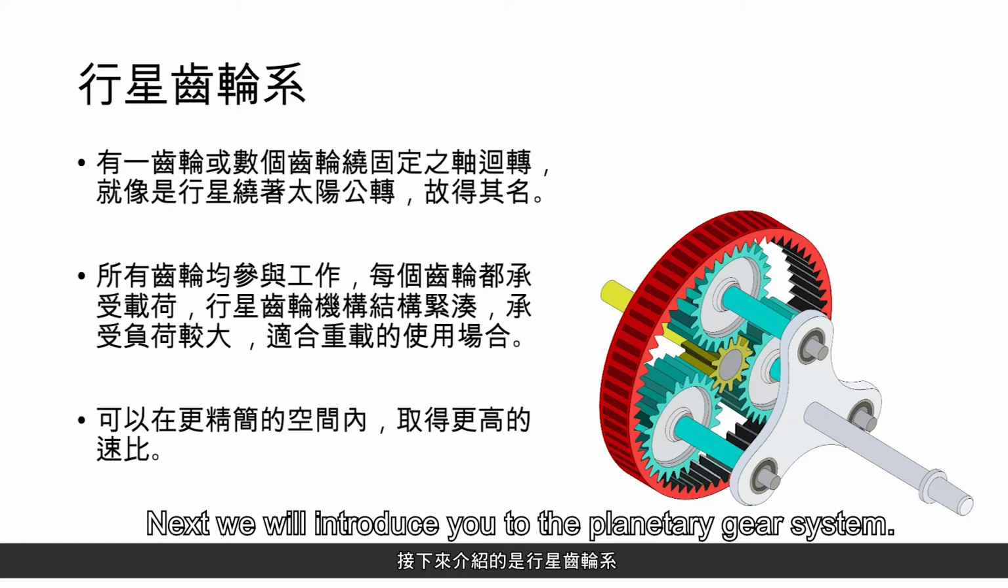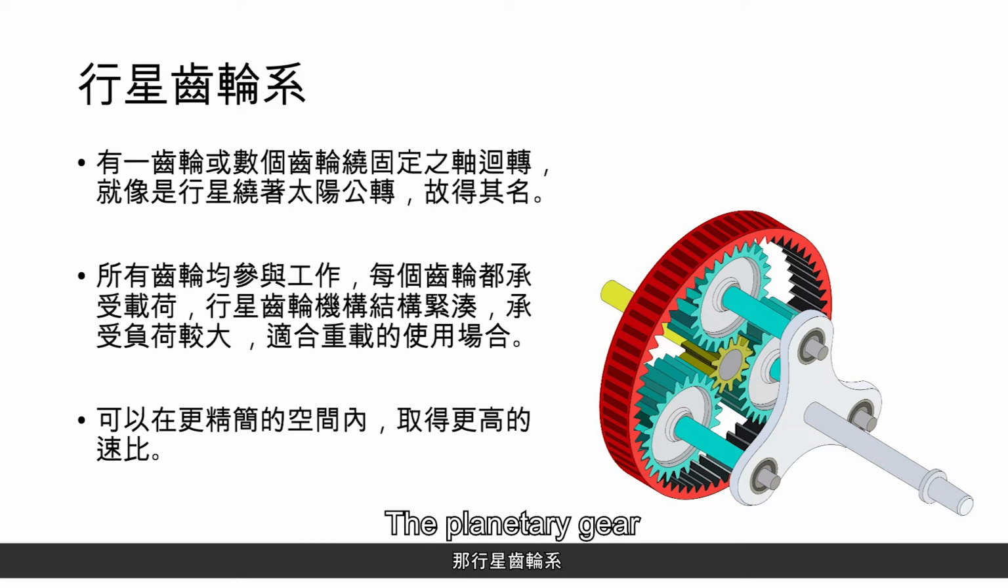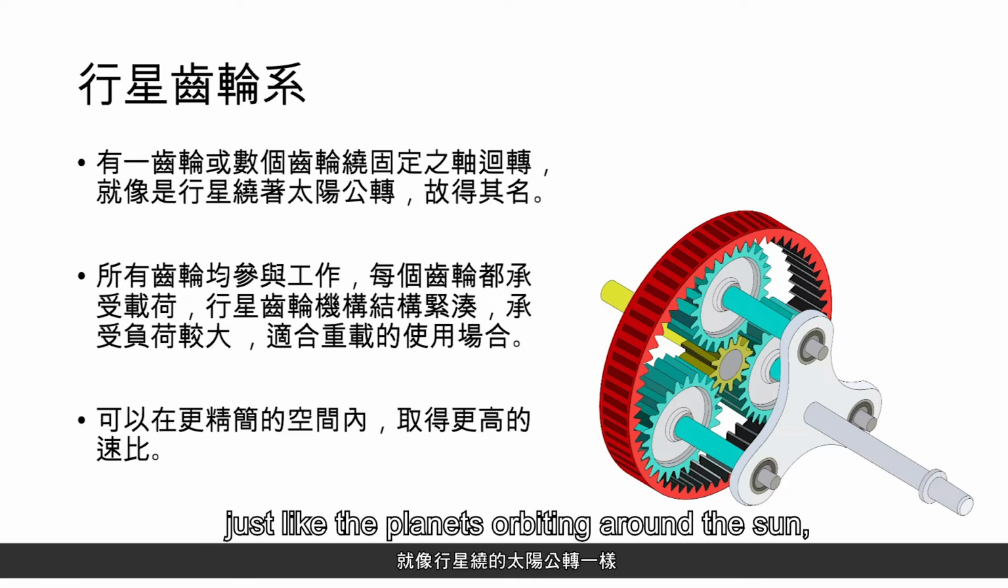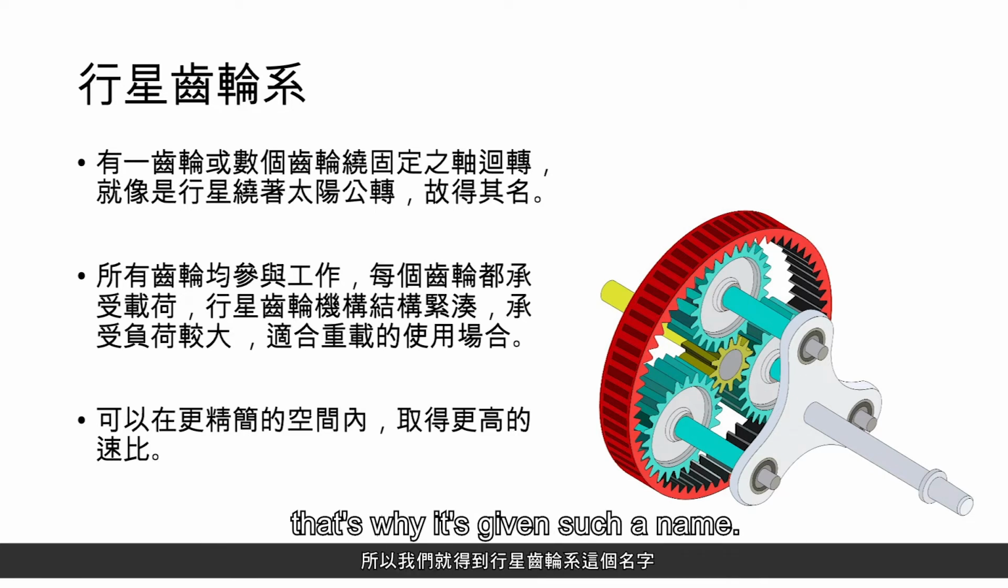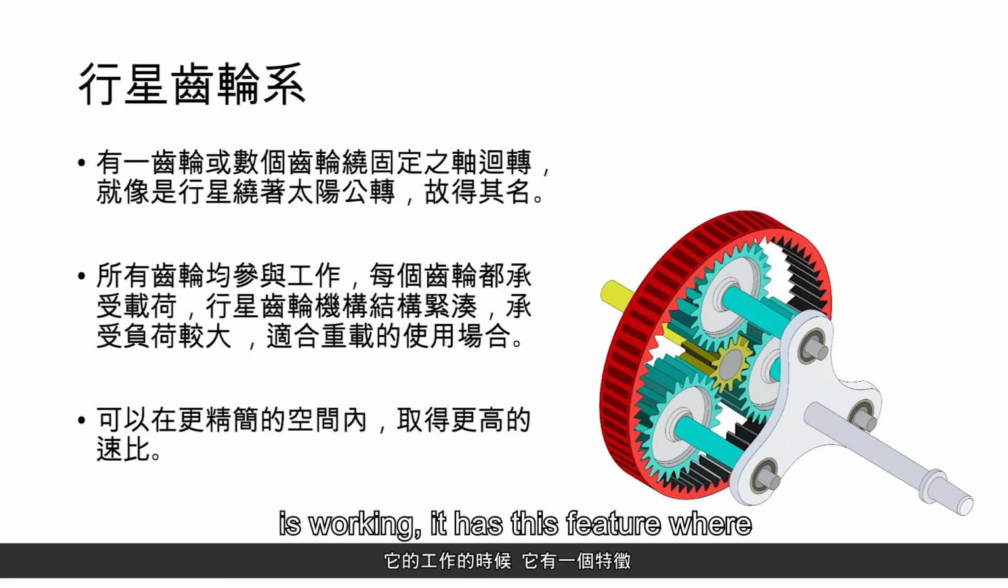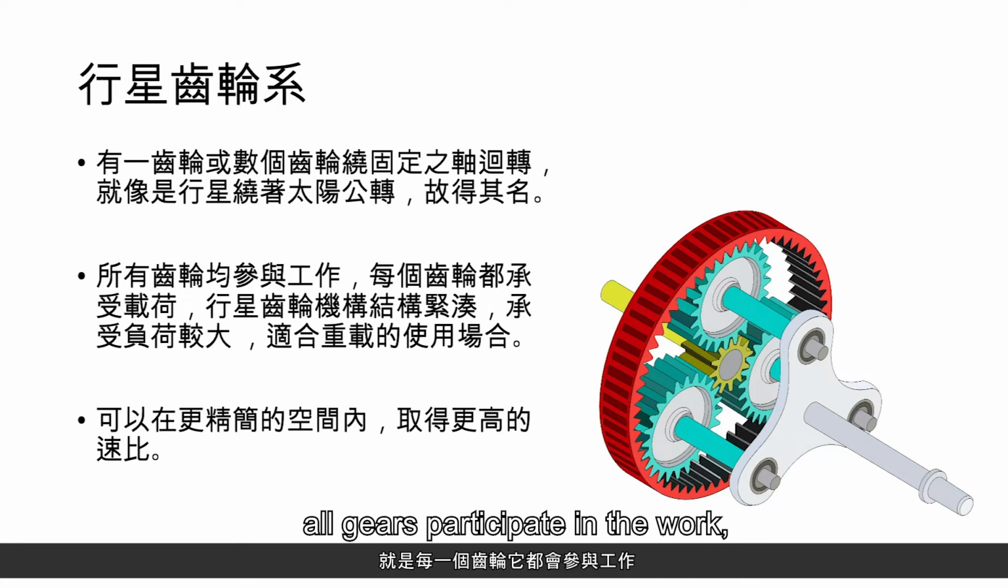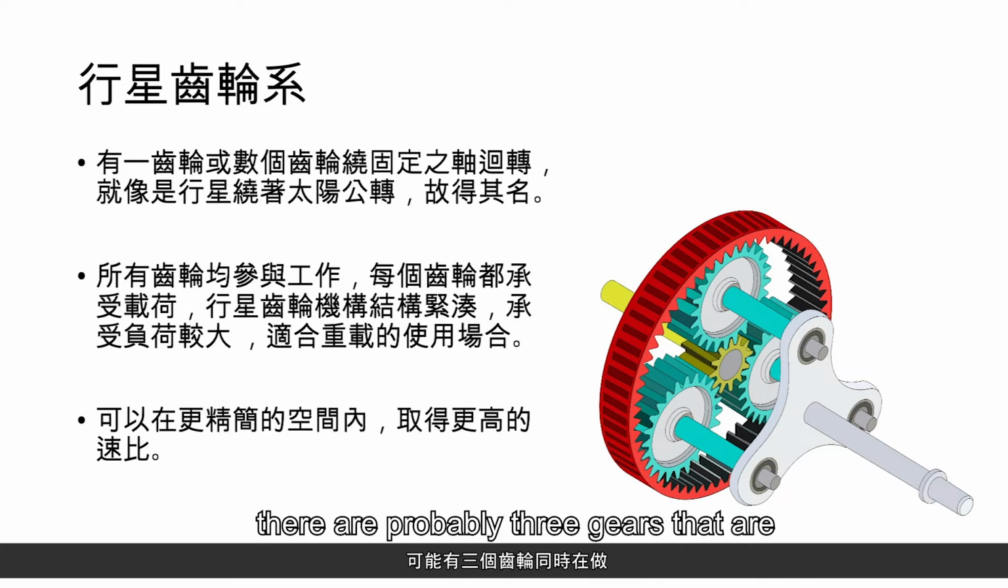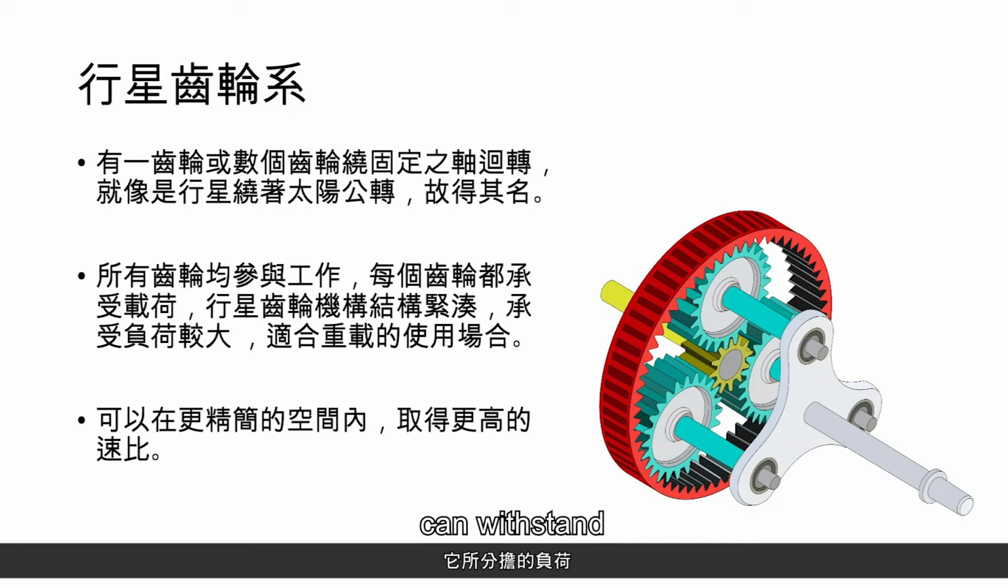Next, we'll introduce you the planetary gear system. The planetary gear has one or more gears that turn around a fixed shaft, just like the planets orbiting around the sun. That's why it's given such a name. When this planetary gear system is working, it has the feature where all gears participate in the work. So when it's rotating, take this picture example. When it's rotating, there are probably 3 gears that are doing the output work. Therefore, each gear can withstand more workload.